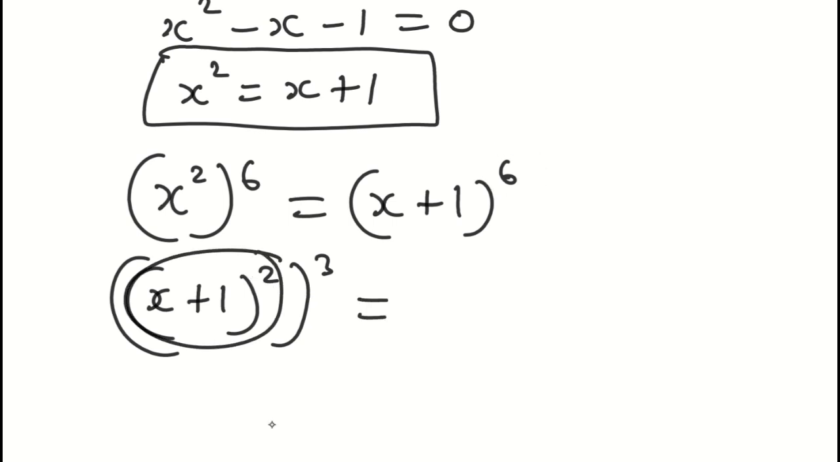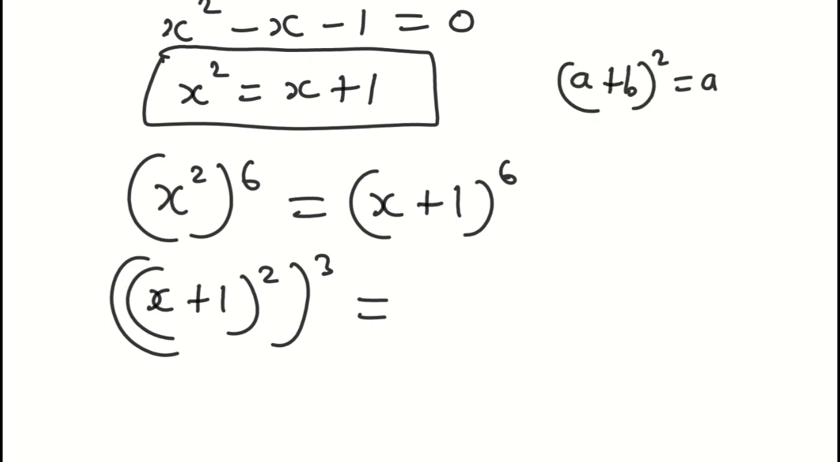So this is equal to what? Let me expand this, but this time I'm going to use the algebraic identity. When you have (a plus b) all squared, this is equal to a squared plus 2ab plus b squared. That's what I'll do here now. You have (x plus 1) all raised to power 2.